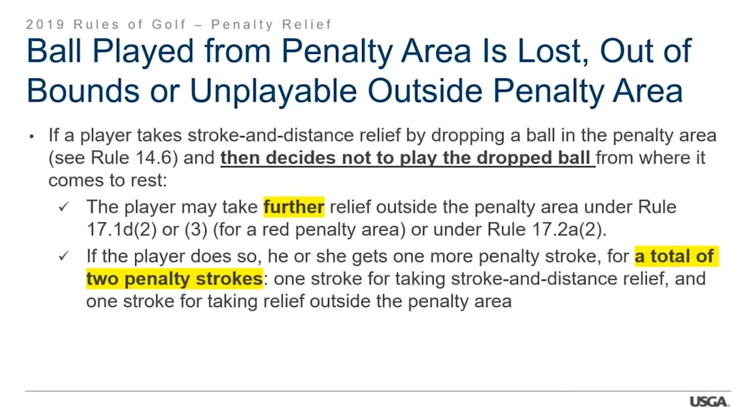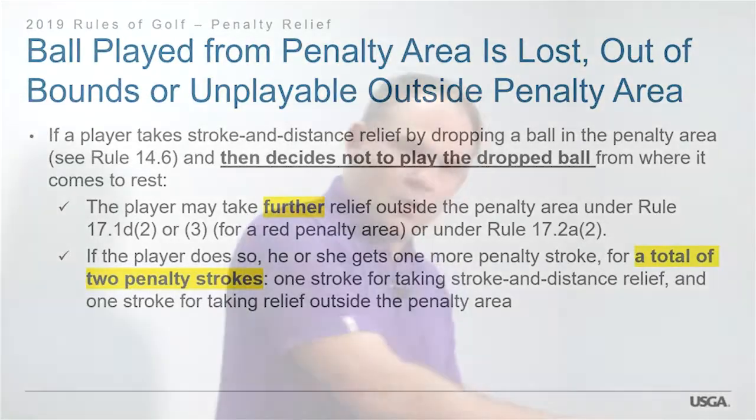That's one penalty stroke for stroke and distance. But then you don't like it. If you want to go ahead and take your two club lengths from where it last crossed, you can pick up your ball and drop there, but you're adding another penalty stroke. You don't get a free drop there. So we're giving you a chance to go under stroke and distance for one stroke, but if you did, you still get that penalty. But to get it out of the penalty area, you're going to take another penalty stroke.